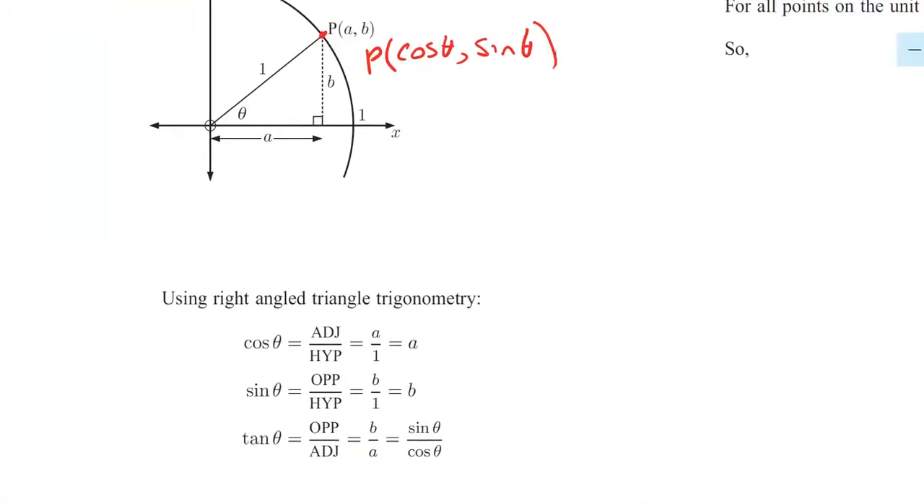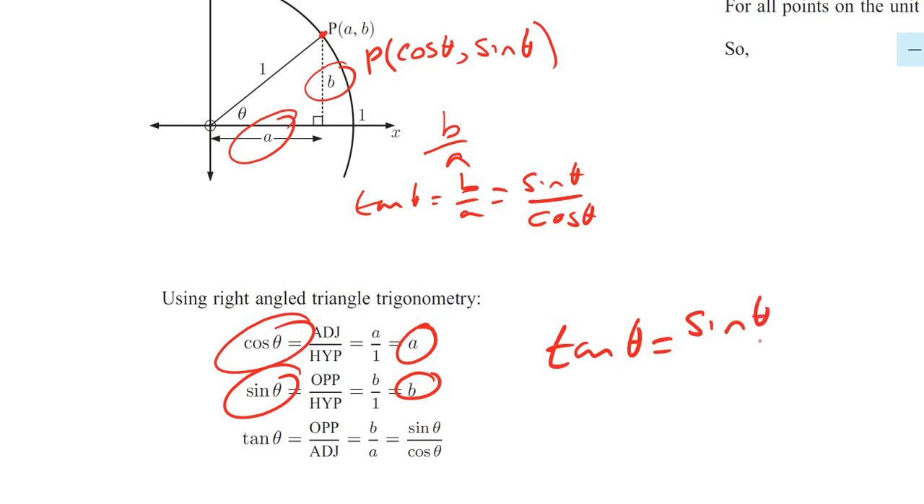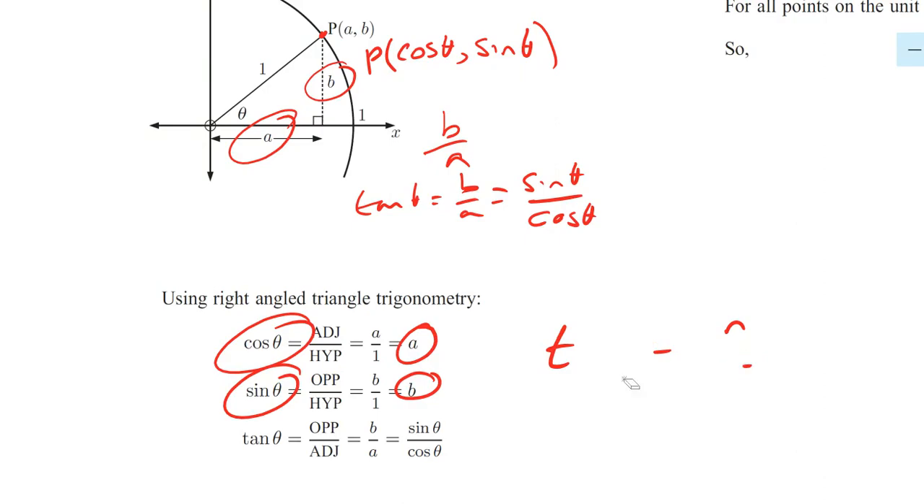Now, very quickly, let's have a quick note on tan. Tan is going to be the opposite over the adjacent. So in this case, that means we've got B over A. As we've just worked out, B is sine theta, and A is cosine theta. So our tan theta is going to be that B over A, which is sine theta over cosine theta. This is an important result. Please make a note. Tan theta equals sine theta over cosine theta. We will be using that identity quite a bit over the coming lessons.